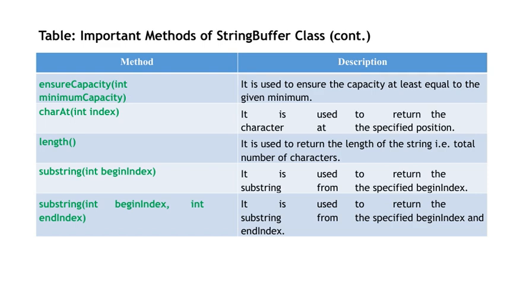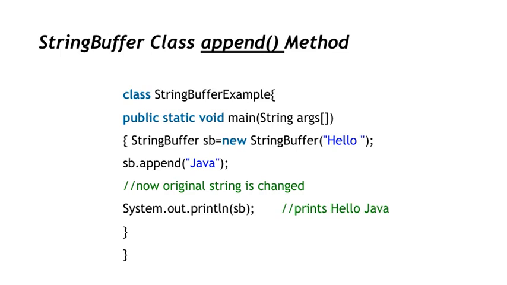All right, let's take a closer look at the StringBuffer class and its append method. In this example, we start by creating a new StringBuffer object called sb, initialized with the text hello. Then we use the append method to add Java to this StringBuffer. It's important to note that the original string inside the StringBuffer is changed directly. This is what makes StringBuffer mutable. So after appending, when we print sb, it outputs hello Java.